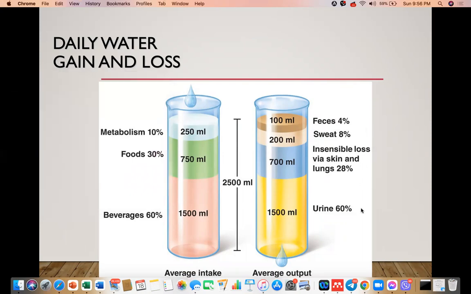And then these are the sources of losses per day. From the sweat, around 100 ml, that's 4%. From the sweat, it's 8%. And then insensible losses via the skin and the lungs is around 28%. And the majority of our output or the loss of water is through the urine.